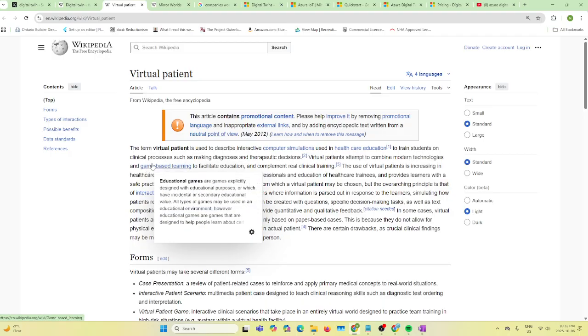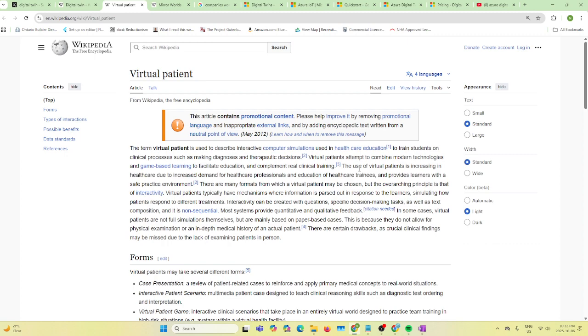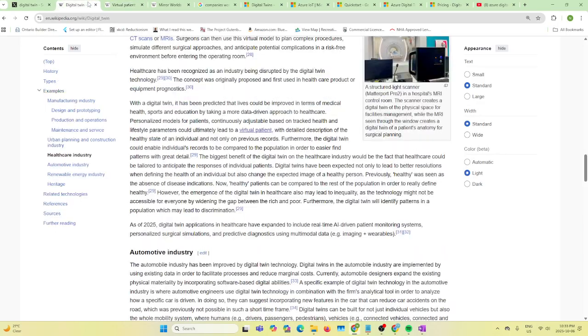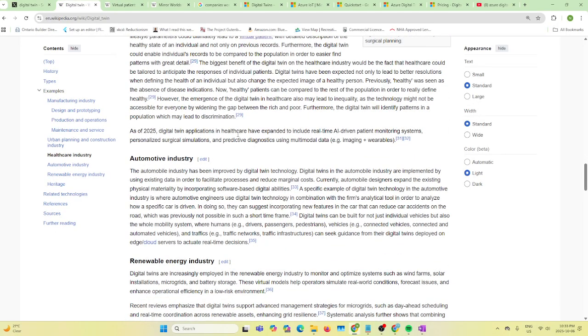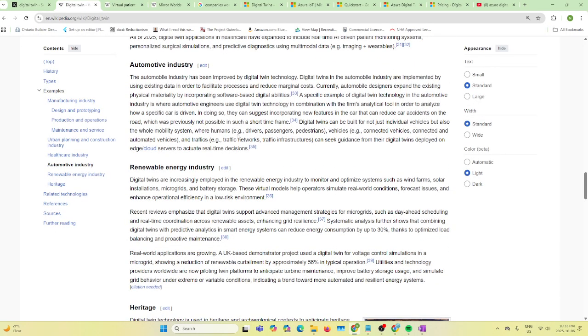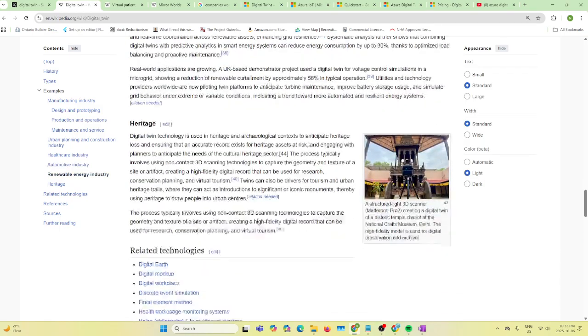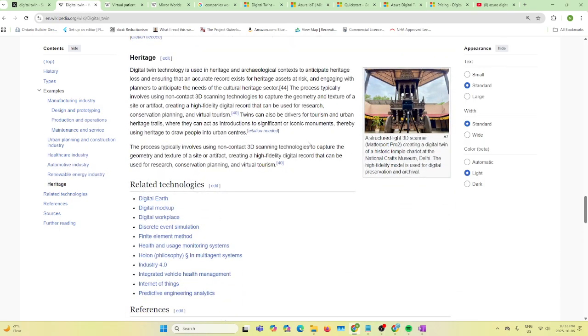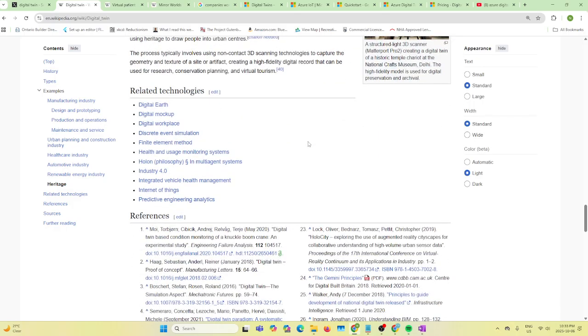Basically monkey see, monkey do kind of thing. The use of virtual patients is increasing in healthcare due to increased demand for healthcare professionals and education of healthcare trainees. Yeah, okay, healthcare is a big thing. You get it, older people, you know. Renewable energy industry, yes. Heritage, yes. A structure like 3D scanner, and so on.